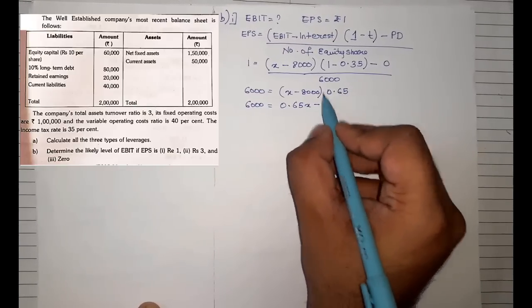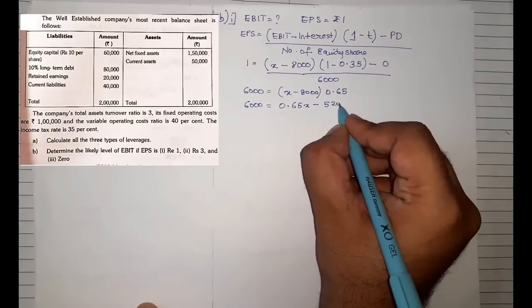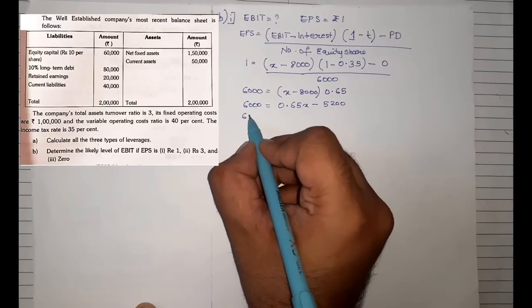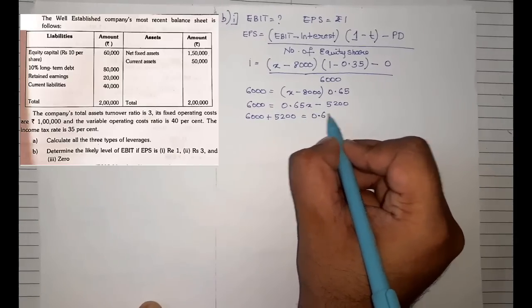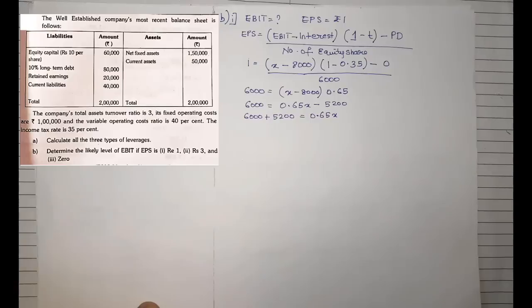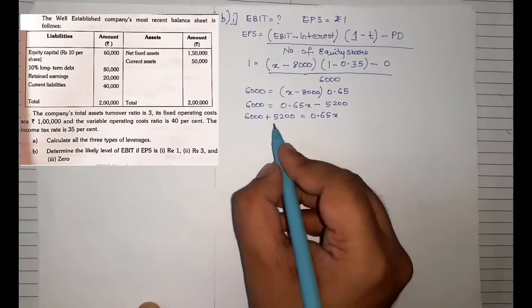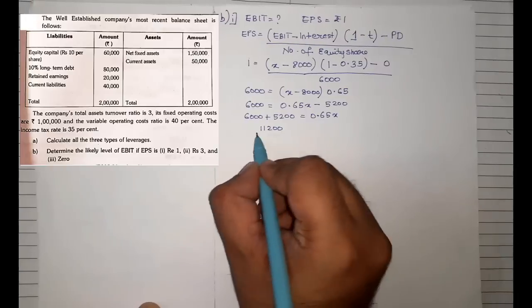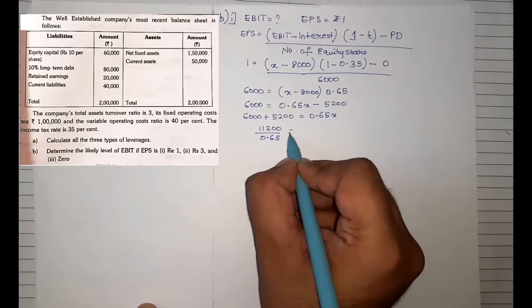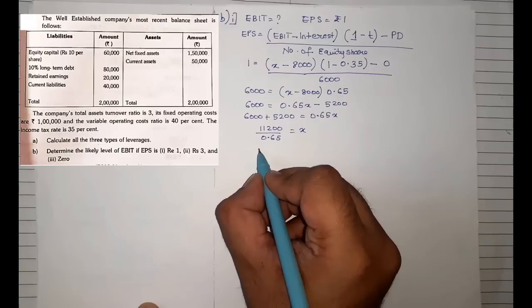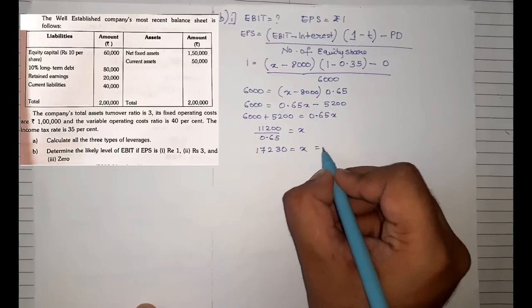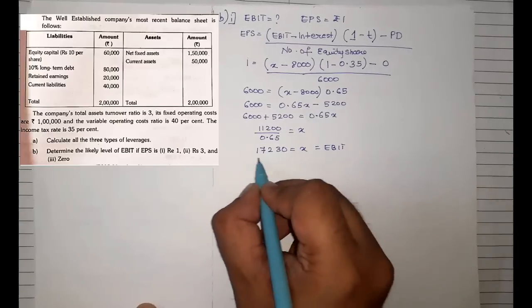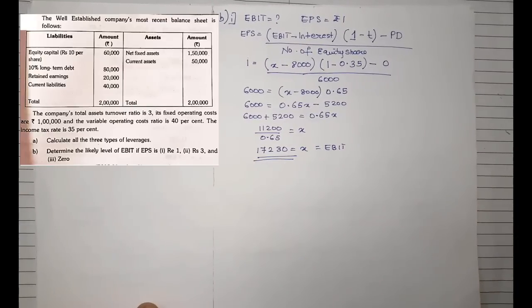Now we just multiply it, so 6,000 is equal to 0.65x minus 0.65 into 8,000, which is 5,200. This is minus, when it goes to the other side it will become plus. So 6,000 plus 5,200 is equal to 0.65x. You add up, I get 11,200. So 11,200 upon 0.65 will give you the value of X, which comes to 17,230, which is nothing but your EBIT in the very first case.